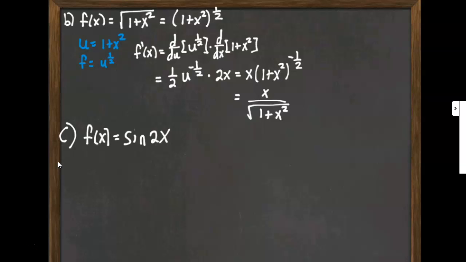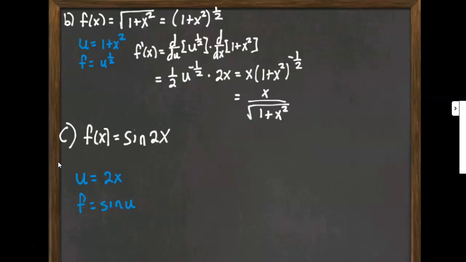Here we have the function sine, and inside of the sine, instead of just an x, we have that 2x function. So u is 2x, and f becomes sine of u. Hopefully you're starting to get comfortable here as we work through our third example of the chain rule, dealing with and recognizing parts of a composite function.